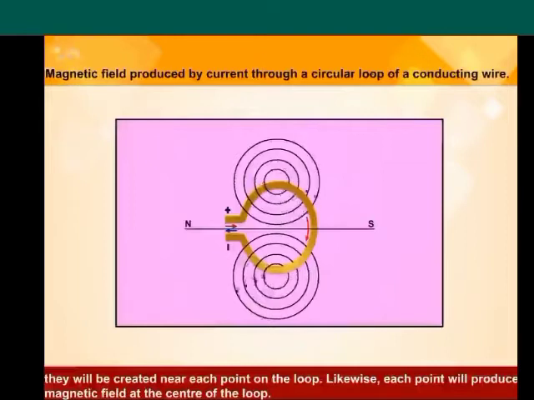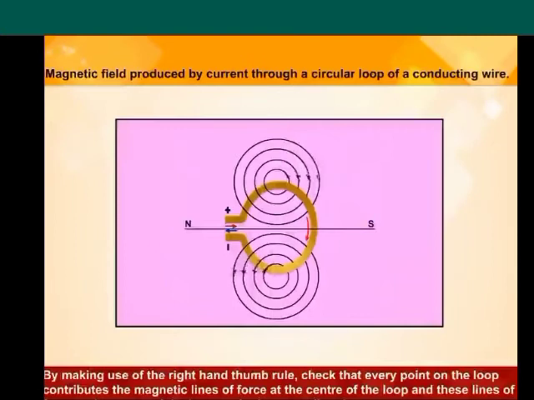Likewise, each point will produce a magnetic field at the center of the loop. By making use of the right hand thumb rule, check that every point on the loop contributes the magnetic lines of force at the center of the loop, and these lines of force at the center of the loop are in the same direction.